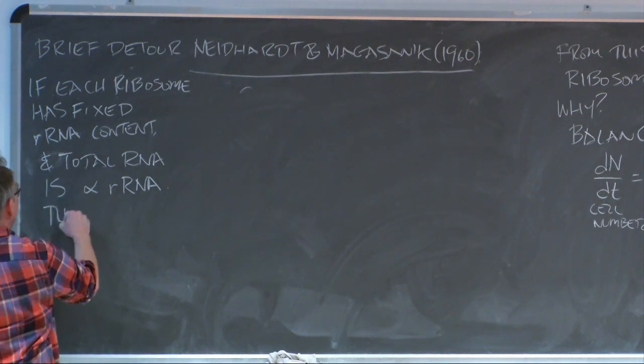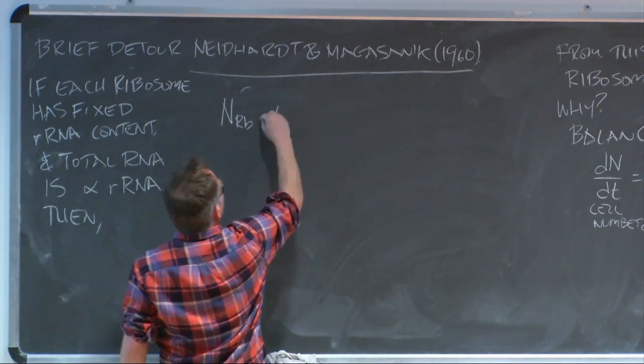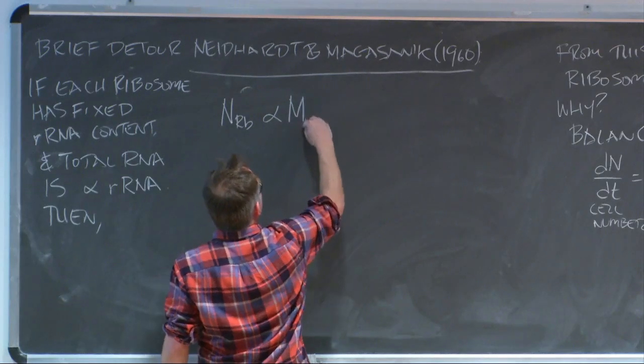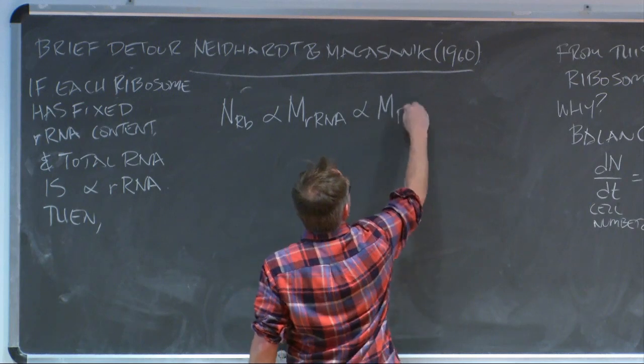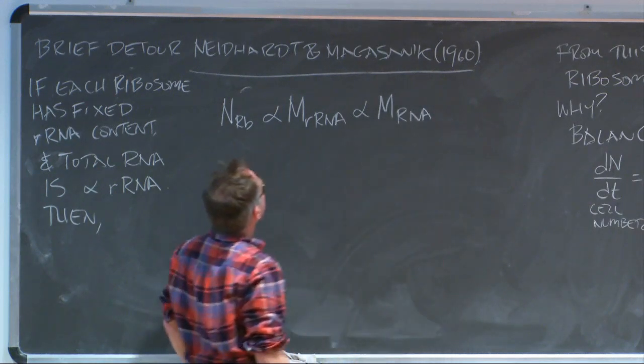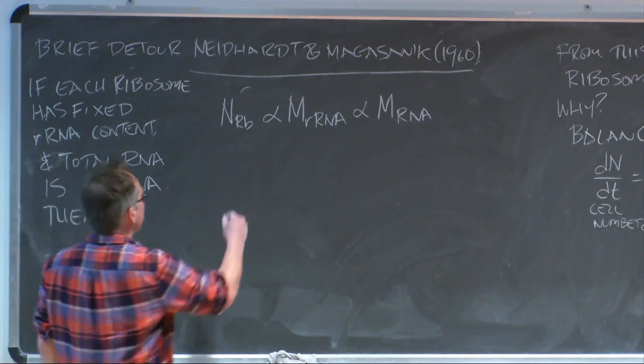Then what do you have? You have the number of ribosomes is going to be proportional to the mass of ribosomal RNA, which will be proportional to the mass of total RNA. Does that string of proportionalities make sense? And you can figure them out from the biochemistry. Sensible? Then that relationship becomes this.